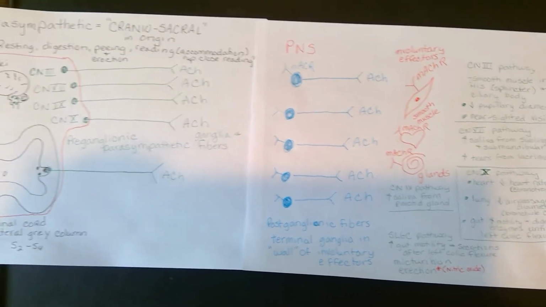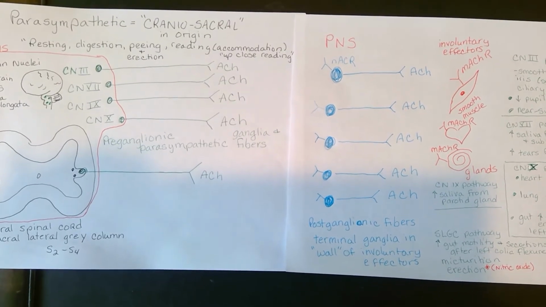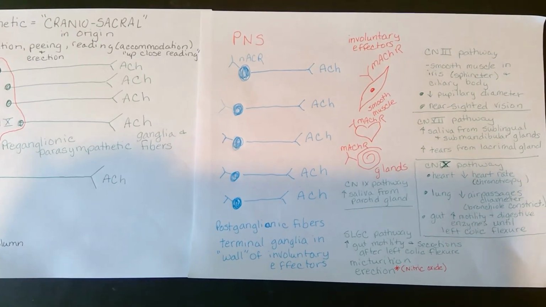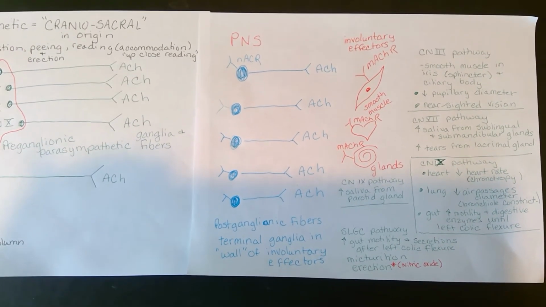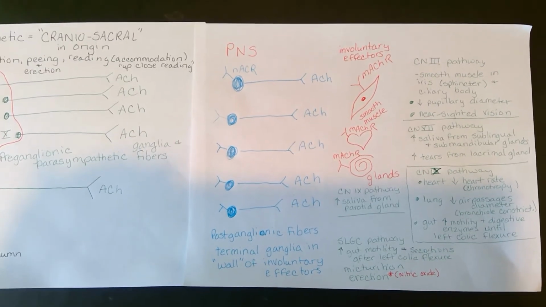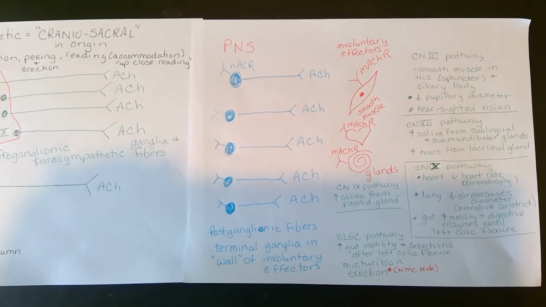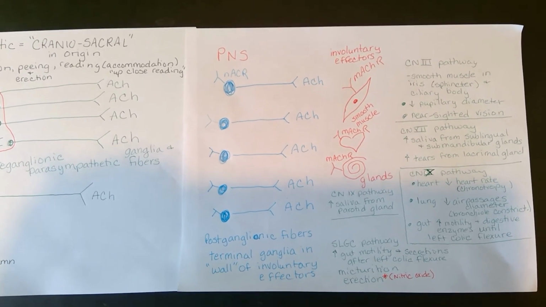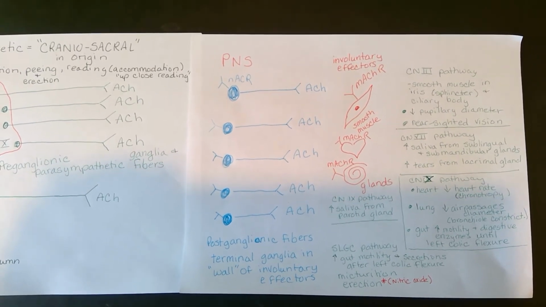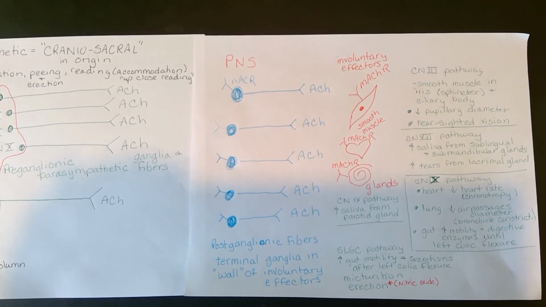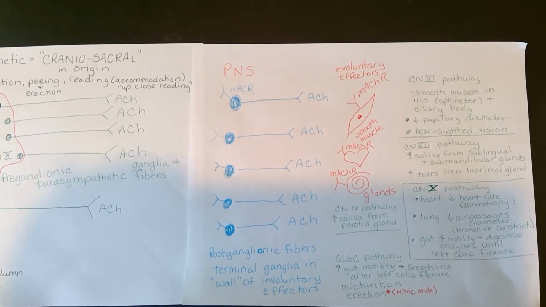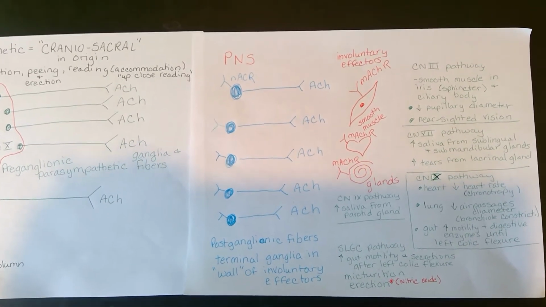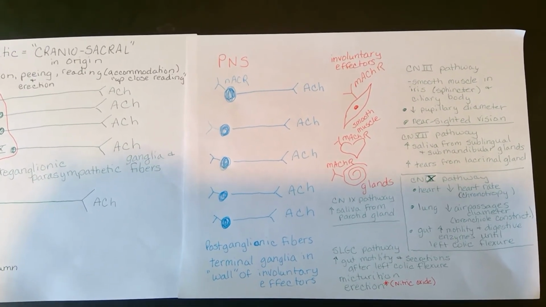So again, the preganglionic parasympathetic fibers release acetylcholine onto postganglionic cell bodies. These postganglionic parasympathetic cell bodies are called terminal ganglia, and they are found in the wall of involuntary effectors. What does that mean? I'll give one example. Terminal ganglia are found in between the epicardium and the myocardium of the heart wall. That's what we mean by within the wall of the effector. That was just one example.